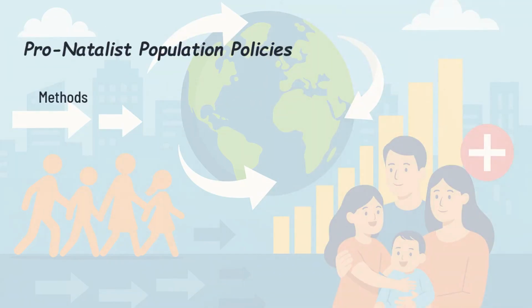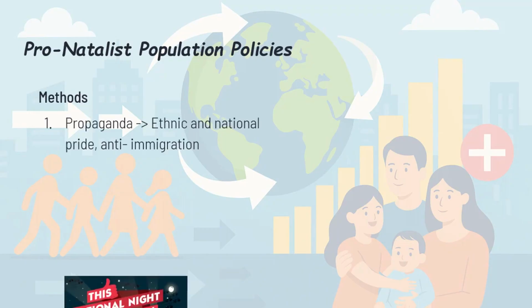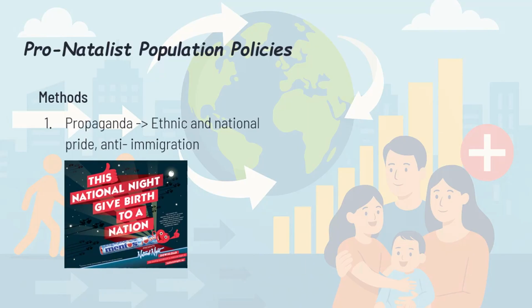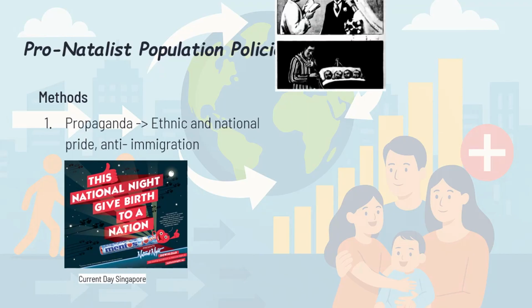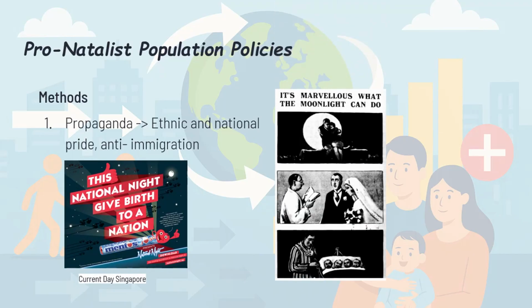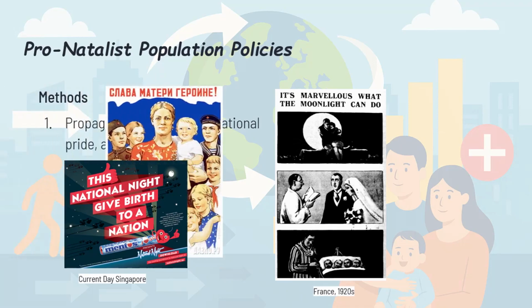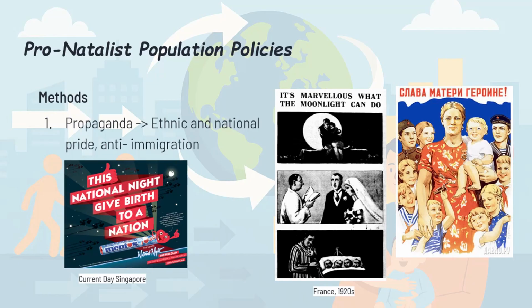Now that we know what pronatalist policies are, let's talk about how governments actually convince people to have more kids. Spoiler alert, sometimes it gets kind of weird. One major method is propaganda. Governments use posters, ads, and campaigns to hype up having babies like it's the next big trend. They mix in ethnic and national pride, and sometimes not so great anti-immigration messages. Basically, they say things like, our country needs strong families, but what they really mean is, our country needs more of our families. Take a look at these examples.